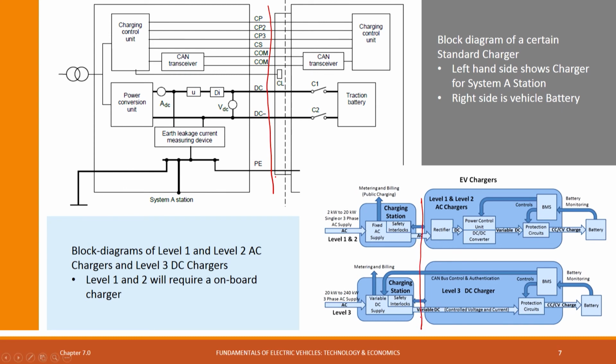This side is giving you AC, this is giving you DC, this is called level 3 DC charging. Invariably there is a communication and safety interlock in both AC and DC charging. And here the difference is, here the converter is here, and here there is no converter, because it is directly DC charging. Protection is invariably there in this.